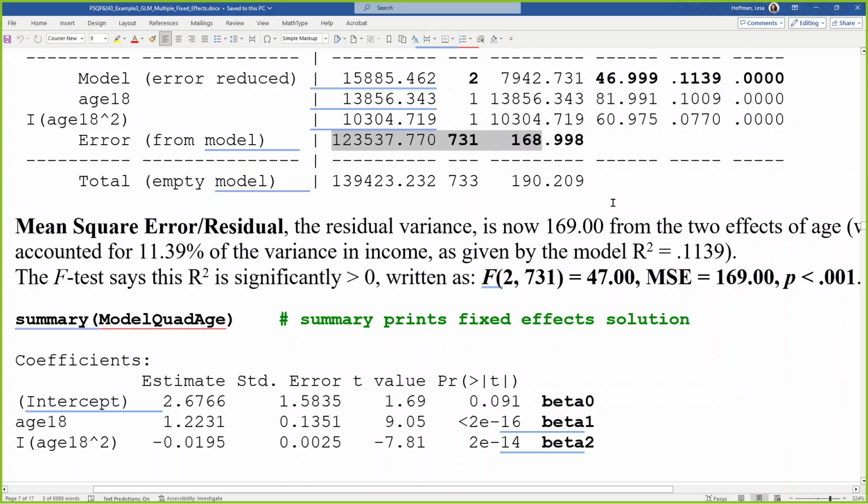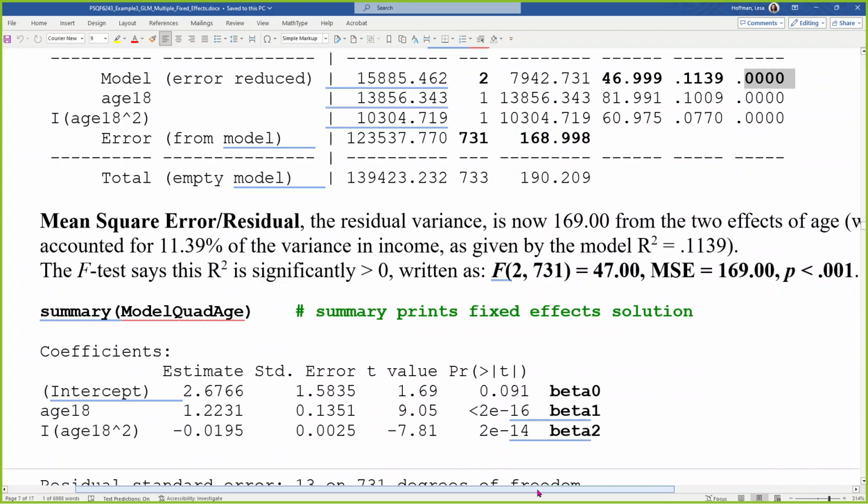What is my numerator degrees of freedom then? 2. It's always the number of slopes in your model. Number of slopes specifically, fixed effects includes the intercept as well. So this includes all 3 fixed effects. Then if I have known over unknown, that's my F. This is my R² value, and this is the p-value that goes with that test. So this p-value is testing both slopes simultaneously against a null hypothesis of 0. And this is how you would write that.